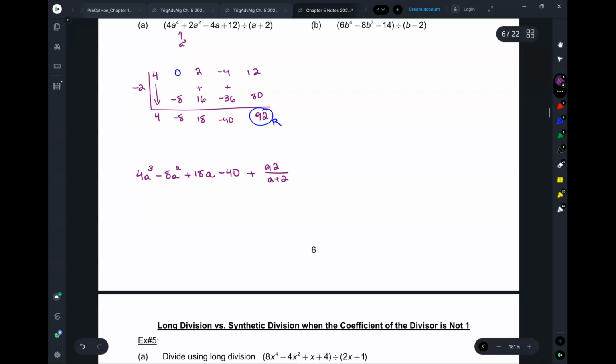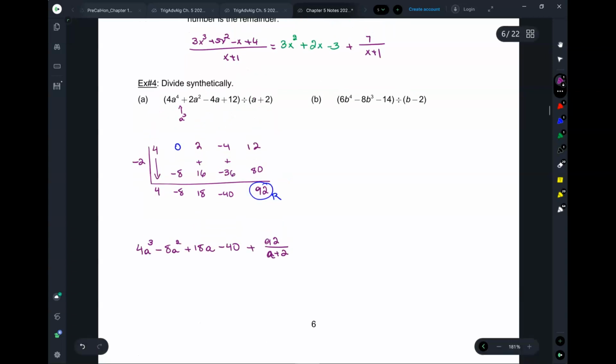Oh, a plus 2, sorry. Okay? Wait, can you explain why we needed to do 0 then? Yes, because this only works if all of the exponents are represented from the highest one to the 0. If you look at this, you have an exponent of 4, missing a 3, and then it goes to a 2. All of them have to be represented.